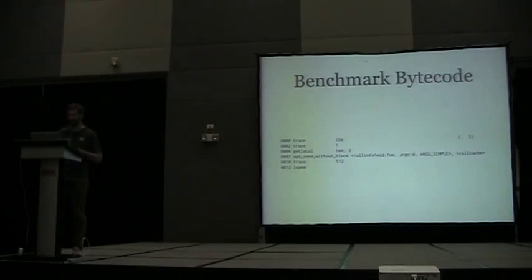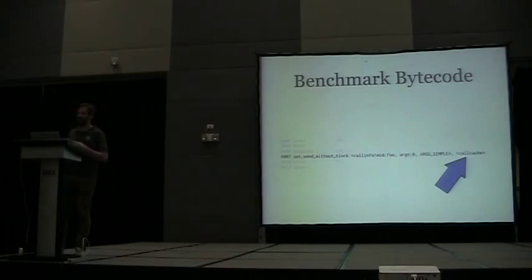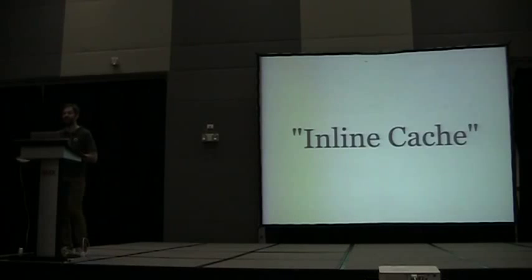If we take a look at the bytecode for this benchmark, you'll see in one place we have that opt_send_without_block, and the call cache is where we actually cache that method lookup. So we say, all right, we're going to look up that method and cache it someplace, and the place that we cache it is actually in the bytecode itself. We cache this value inline with the bytecode. So the cache is inline with the bytecode. In other words, we can call this an inline cache.